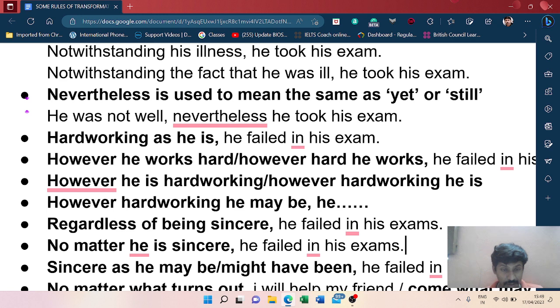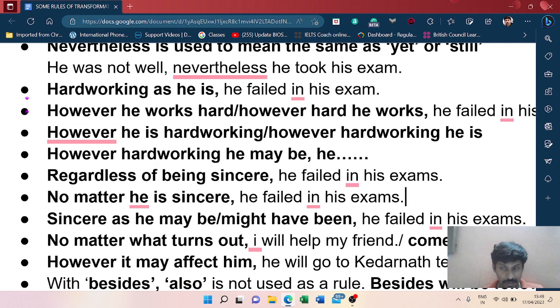Now, sincere as he may be or might have been, he failed in his exam. That means also the same. Though he was sincere, he failed in his exam. Sincere as he may be or might have been, he failed in his exams. No matter what turns out, means come what may, the same thing.